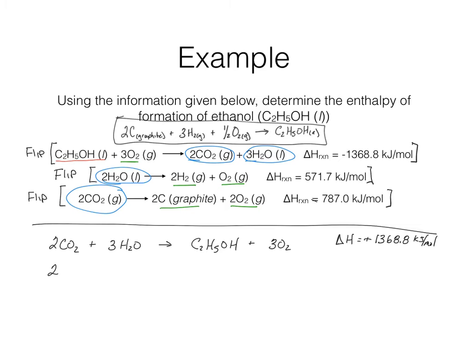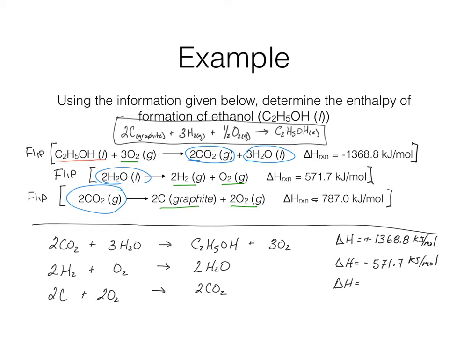And so I have 2H2 plus O2 goes to form 2H2O. And my delta H is a negative 571.7. And for this guy, I have 2 carbon plus 2 O2 goes to form 2 CO2. My delta H is negative 787.0.